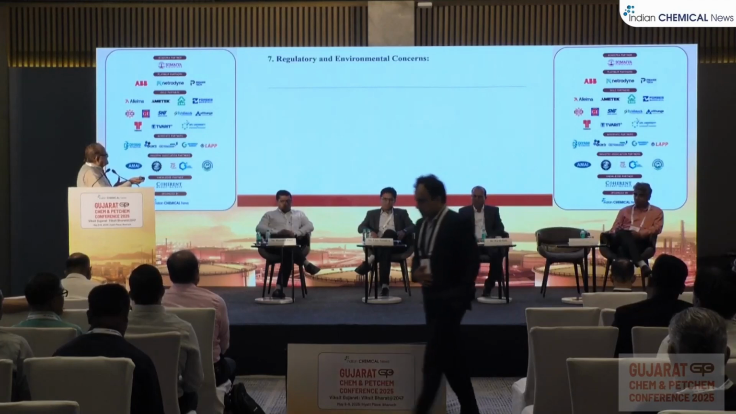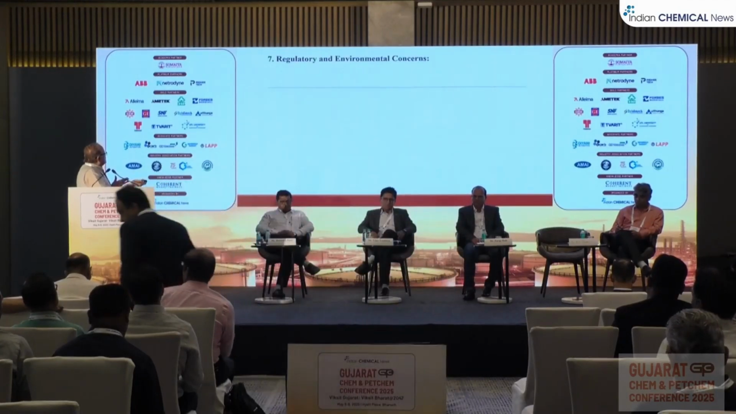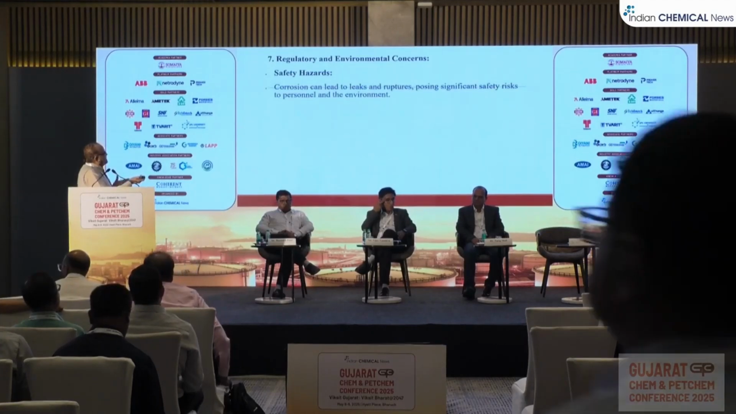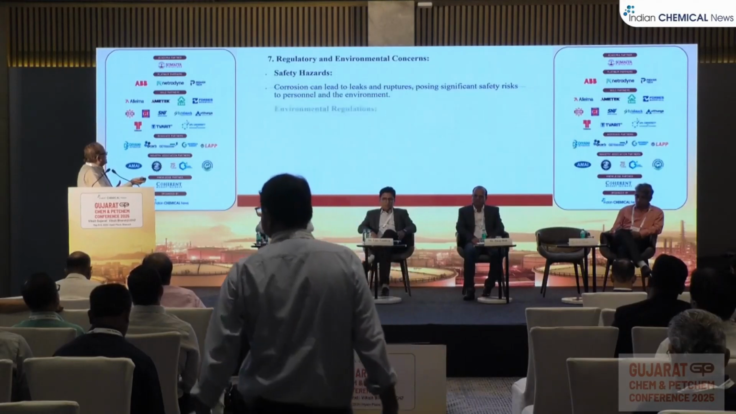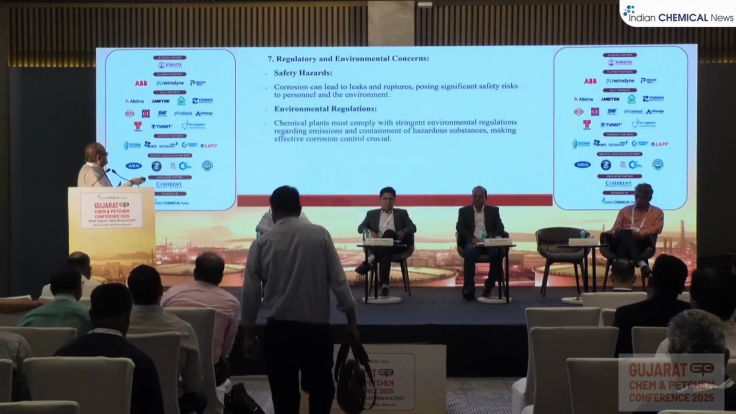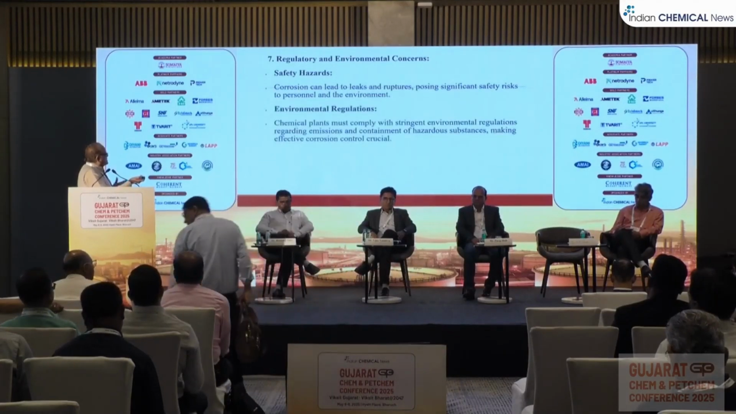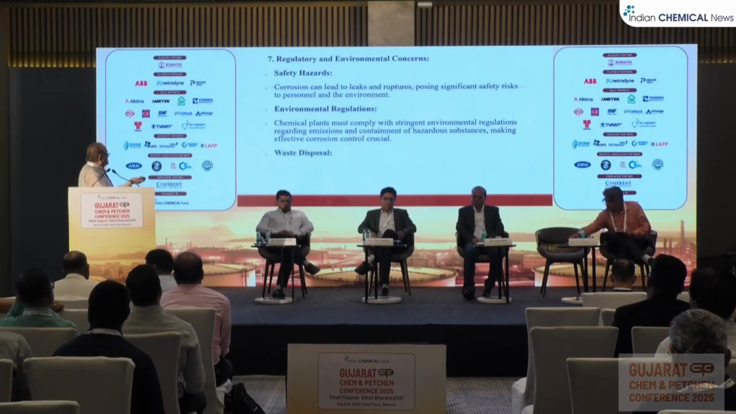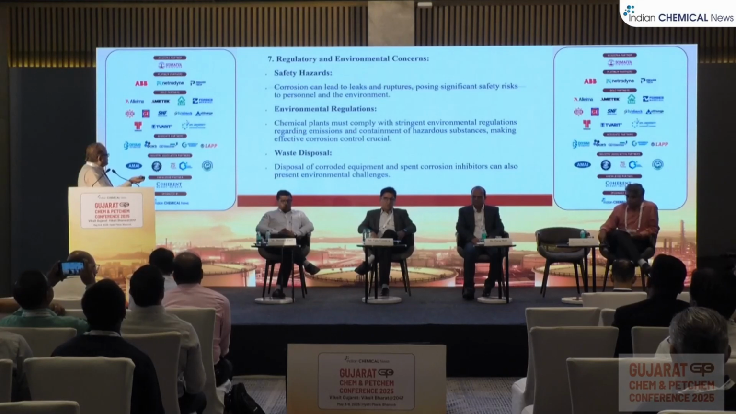Regulatory and environmental concerns. Safety hazards. Corrosion can lead to leaks and ruptures, posing significant safety risk to personnel and the environment. Environmental regulations. Chemical plants must comply with stringent environmental regulations regarding emissions and containment of hazardous substances, making effective corrosion control crucial. This last, I think. Disposal of corroded equipment and spent corrosion inhibitors can also present environmental challenges.